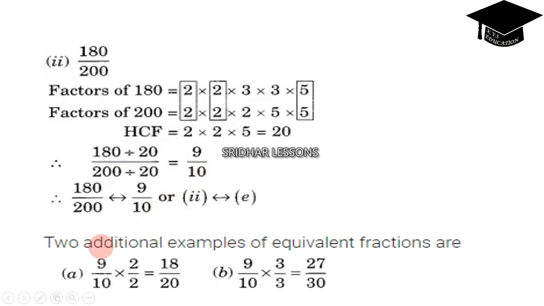The two additional examples are, so we have to multiply the numerator as well as the denominator with the same number. So 9 by 10 into 2 by 2 is equal to 9 into 2, 18, 10 into 2, 20, and 9 by 10 into 3 by 3. Students, you can take any number, but the condition is the value of the numerator should be equal to the value of the denominator. That means numerator and denominator should have the same number. Here it is 27 by 30.